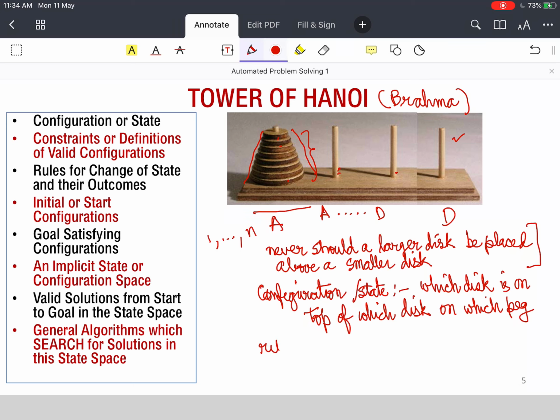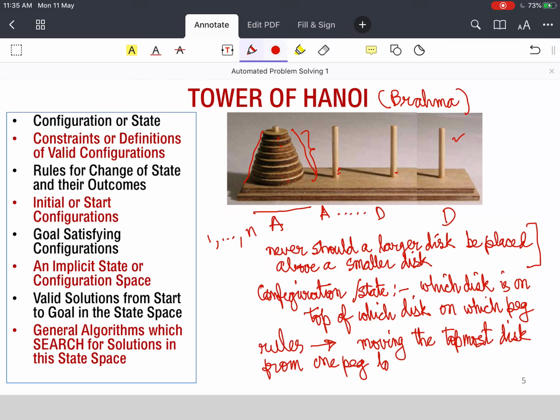The rules, the state transformation rules, are moving the topmost disk from one peg to another. That means you can move a topmost disk from this peg to another peg, and if that was partially full, it will just go onto the top of that.